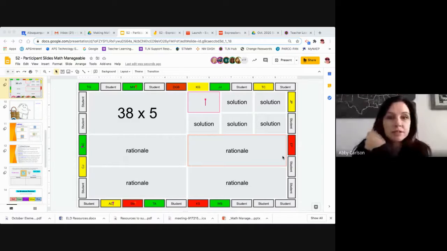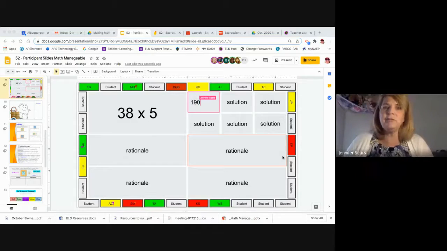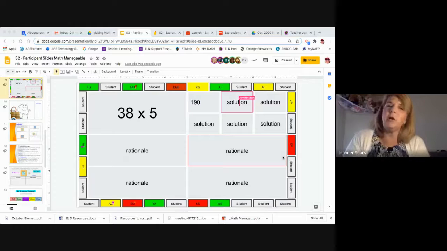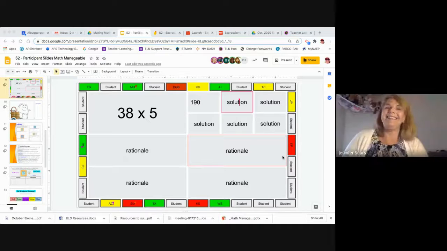So one of my answers was 190. Okay. And you said you had one of your answers. What was your other answer? Well, I got 190, but I found 3 ways to find 190. Got it.